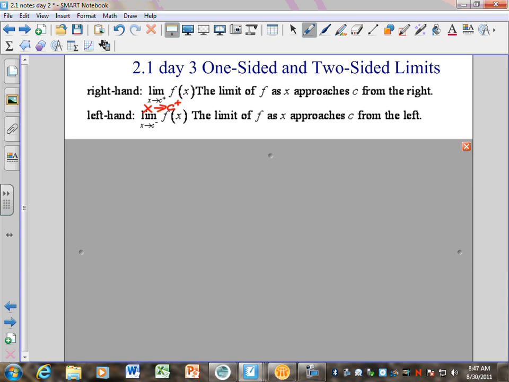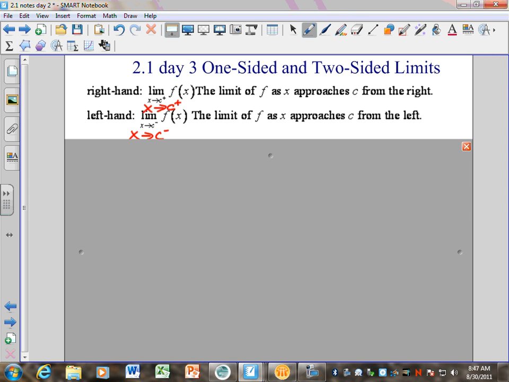And then a left-handed limit would be coming from the left side of your graph, and we say that as the limit as x approaches c from the left, and we use a little negative sign to show that. So if it has the little positive or negative sign with it, it means that you only look at what's happening to the graph on that side. You don't care what's happening on the other side. All right, and we're going to do some examples of this.